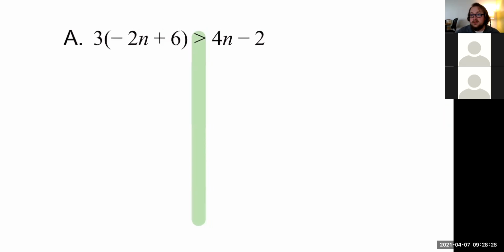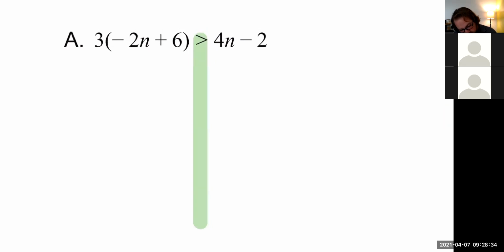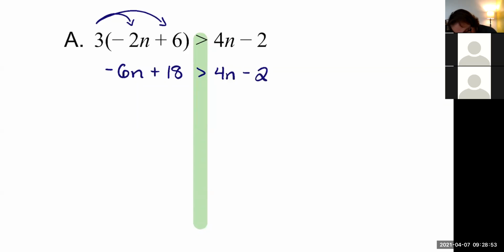Hopefully, what's the first thing that should catch your attention? Those parentheses. This time, what are we distributing? Distributing a 3 here on the left-hand side. So 3 times negative 2n is going to give me a negative 6n. 3 times 6 is going to give me 18. My greater than symbol drops down, my 4n drops down, and my negative 2 falls down. And that takes care of step 1.